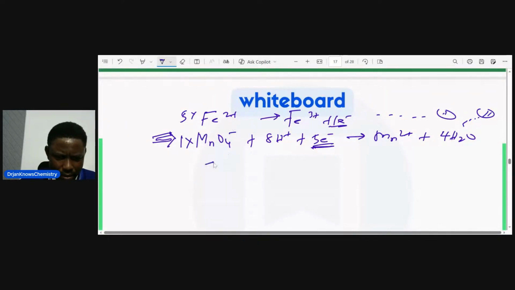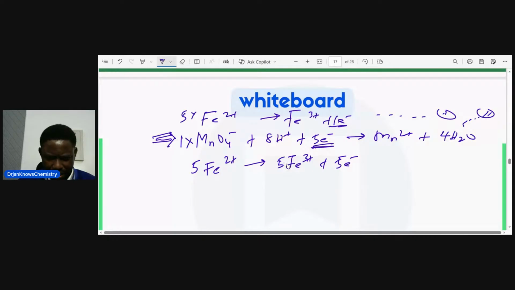So let's do that. We have 5Fe2+ going to 5Fe3+ plus 5 electrons. Okay, that is the balanced equation 1. If you multiply 1 throughout that, you're going to have MnO4 minus.